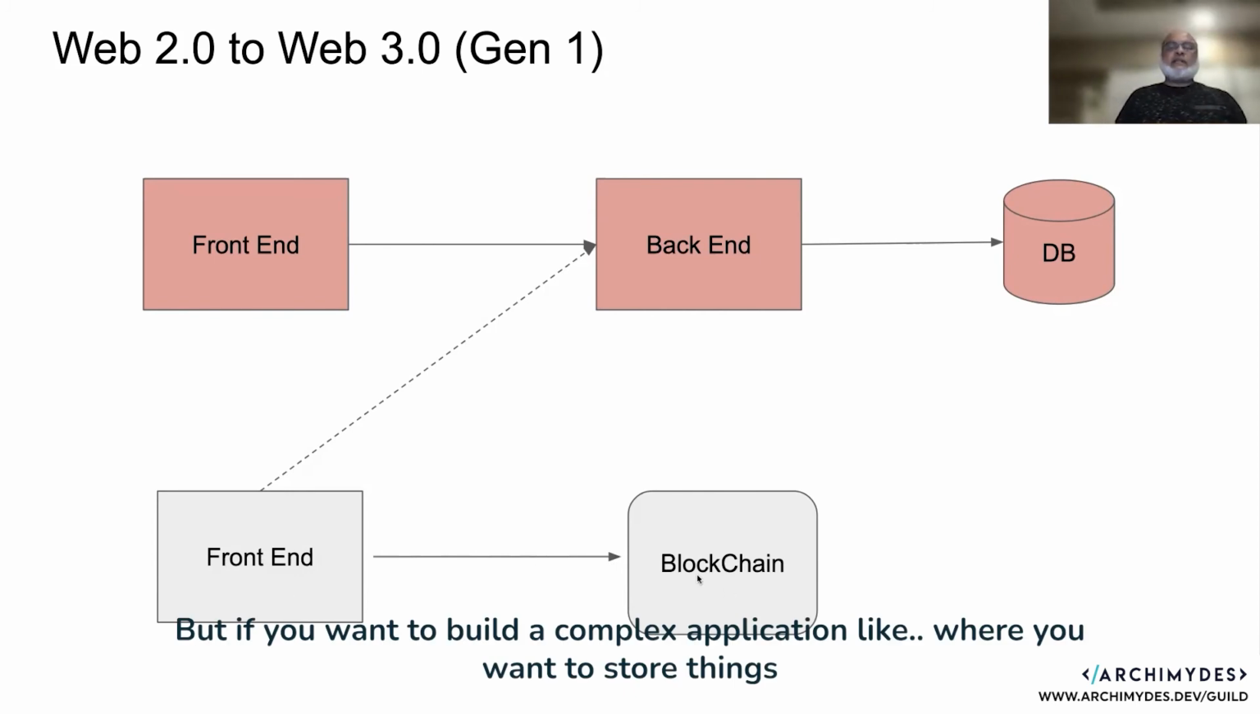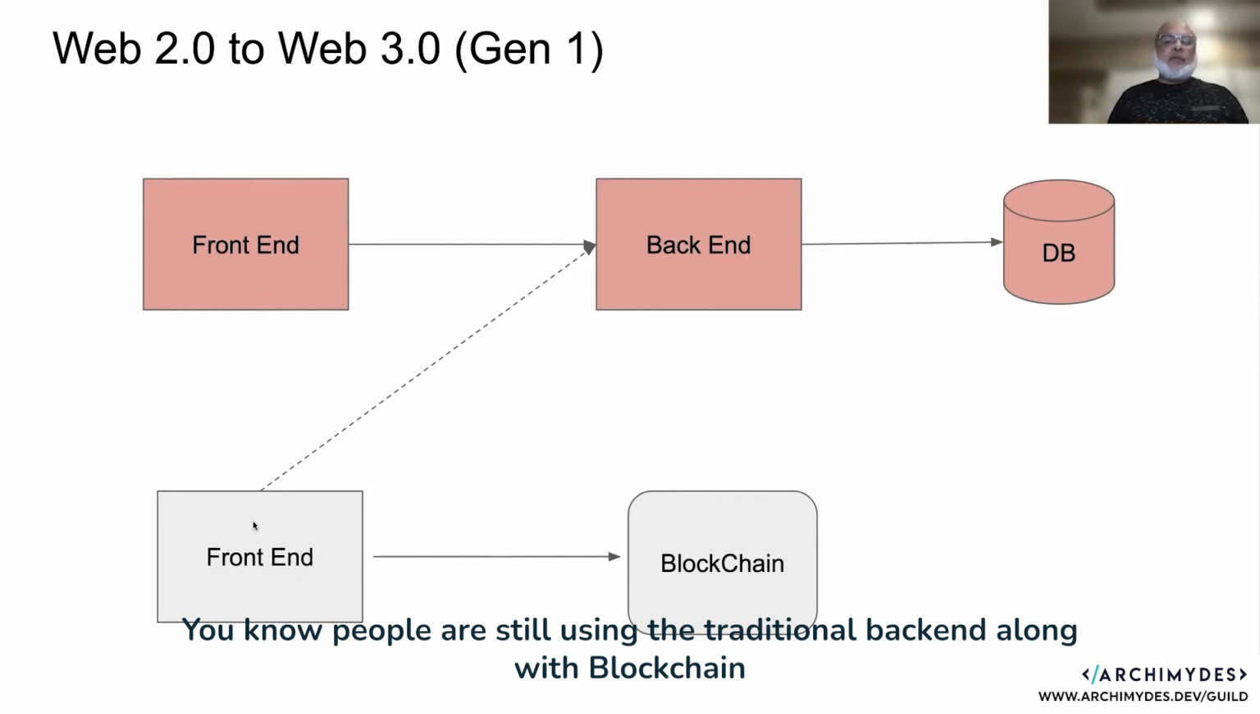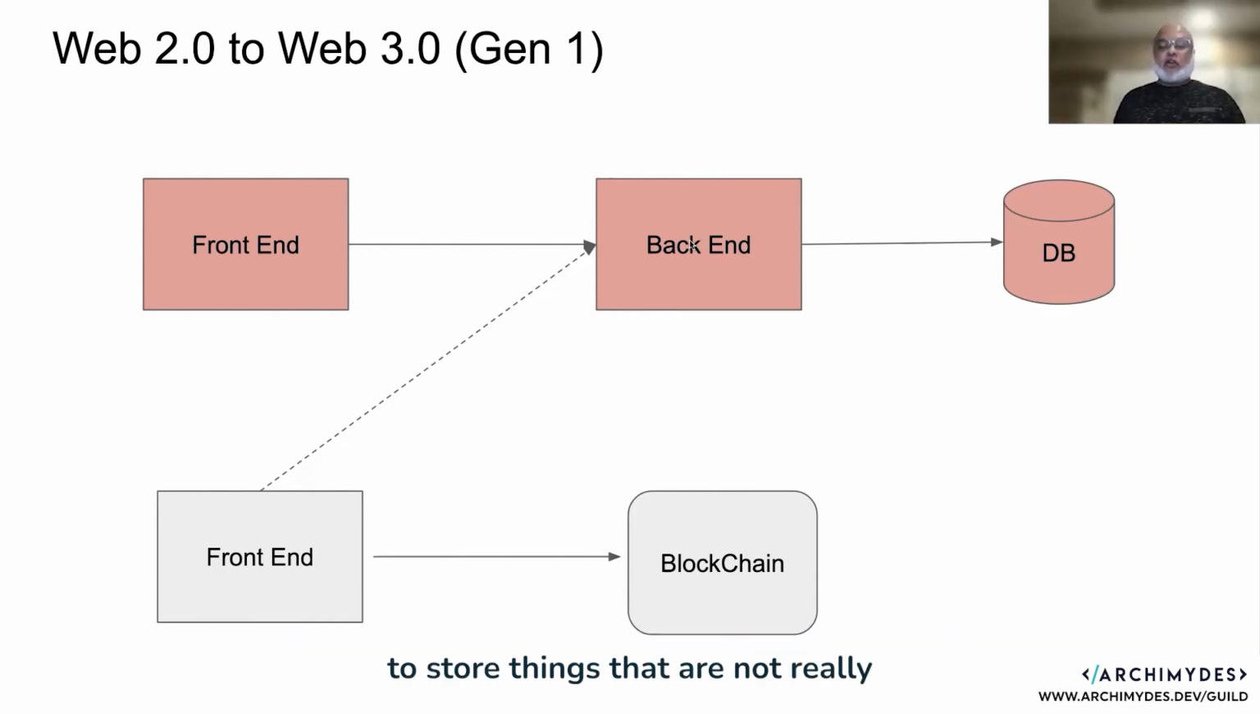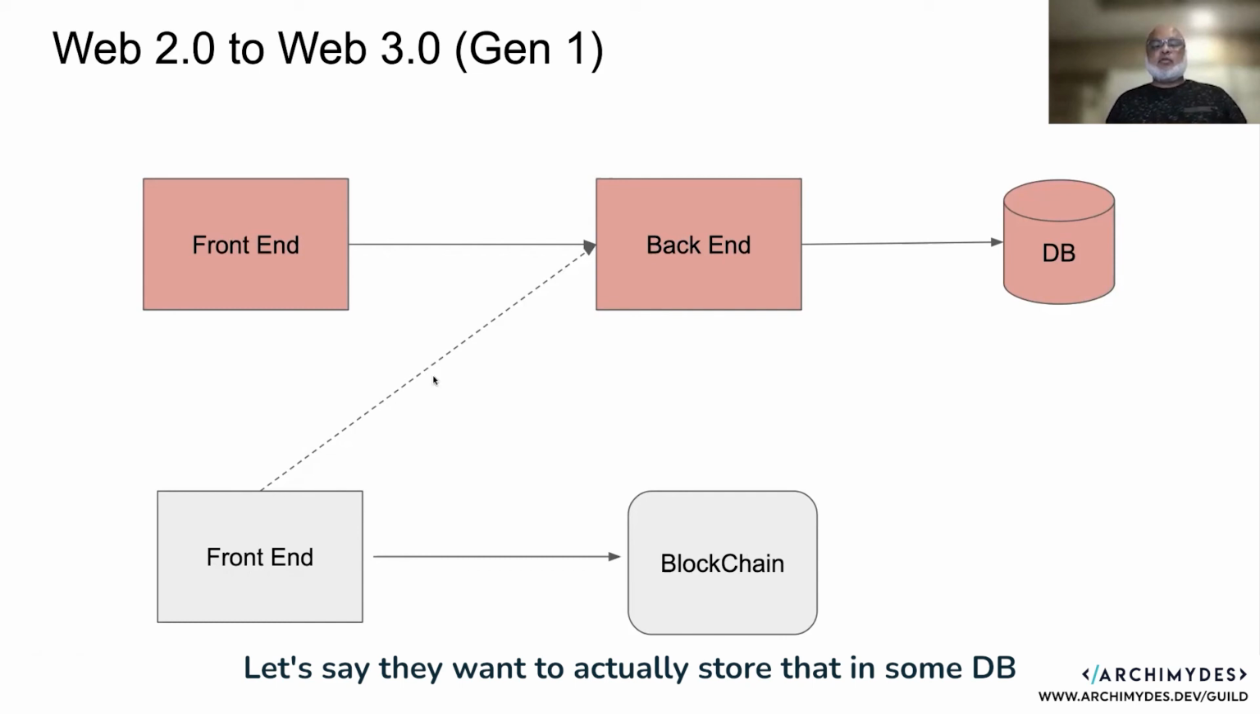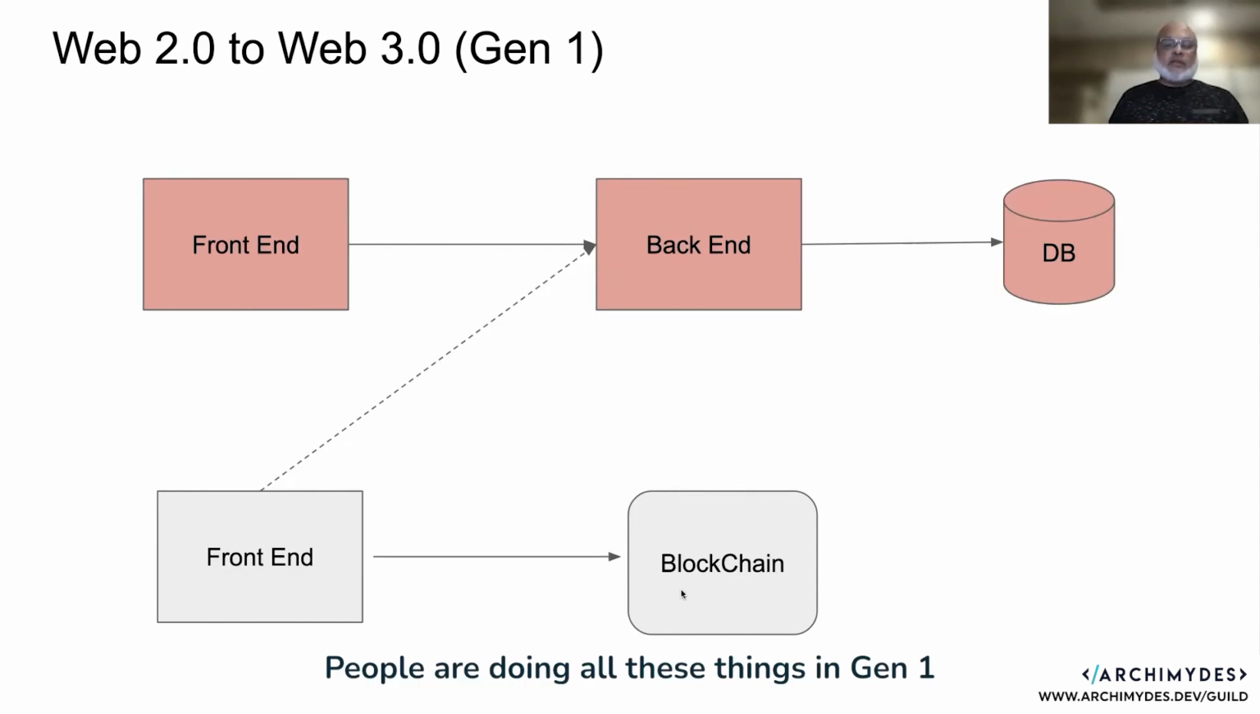But if you want to build a complex application where you want to store things, people are still using the traditional backend along with blockchain, to store things that do not really need to be decentralized, right? Let's say identity. Identity is one thing where people still use username and passwords. Let's say you want to store that in some DB and only then allow access to the blockchain. People are doing all these things in Gen 1.